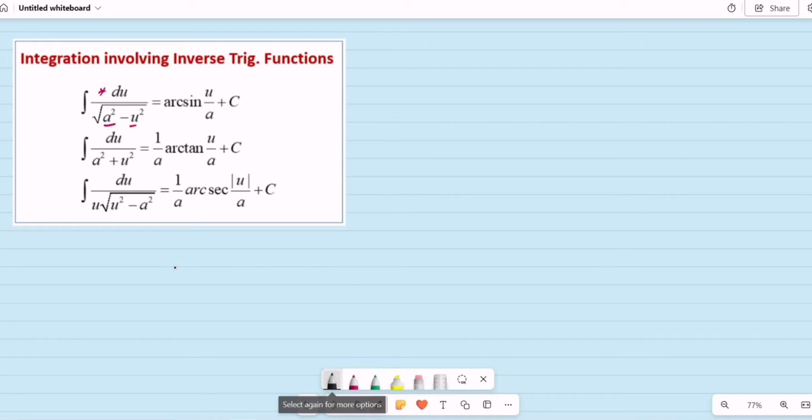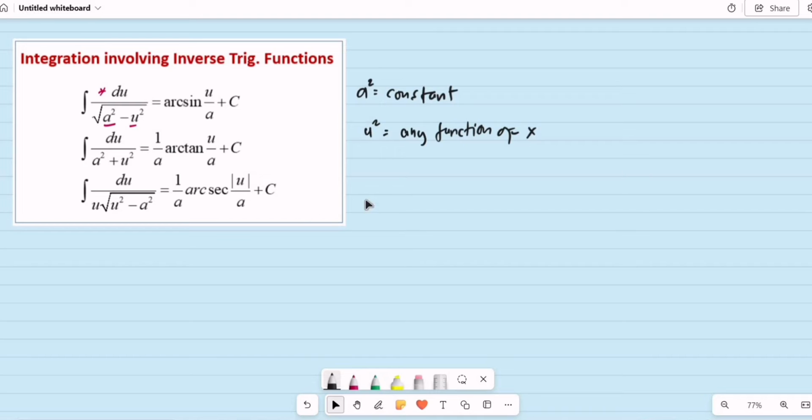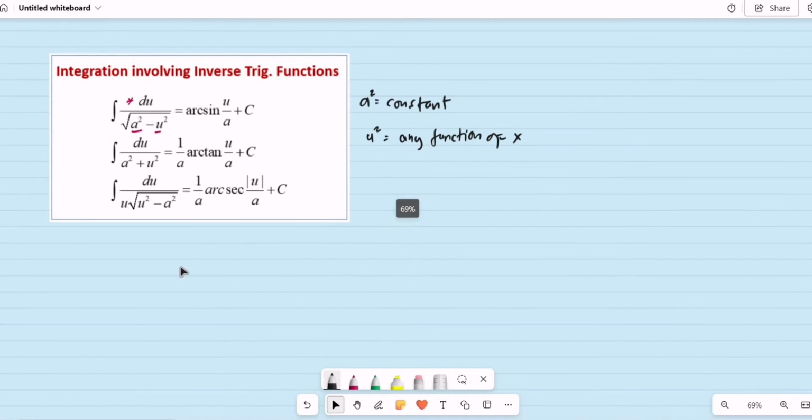So let us take note that a is any value of a constant, or let's say a squared, then we have the u squared. The u squared is any function of x. Alright, so let's try to apply this to one of our examples.